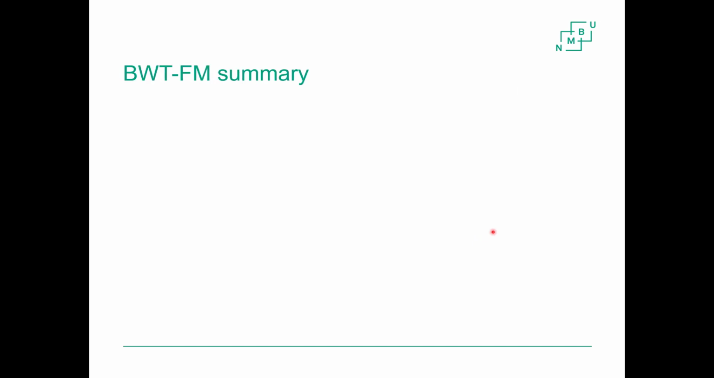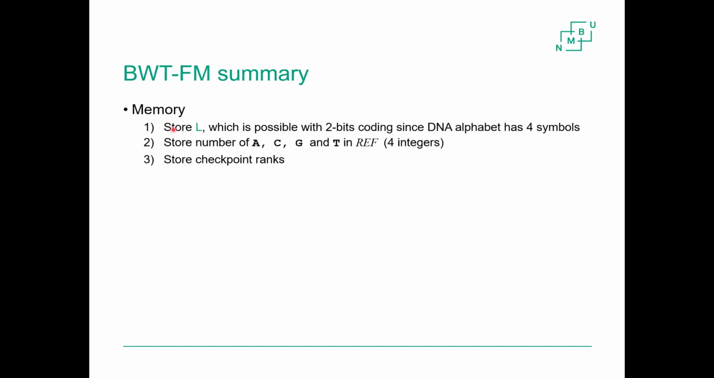So as a summary, we can say, how much memory do we need? We need to store the L, right? So it can't be less than the genome sequence that we started out with. But this can also be stored very efficiently when we have DNA, at least, because we have 4 symbols. So we can use a 2-bit coding to store these 4 symbols. We don't need to store the actual text. And then we store the number of A, C, G, and T, right? That's the F column, right?